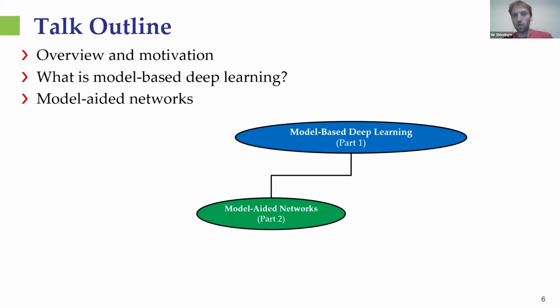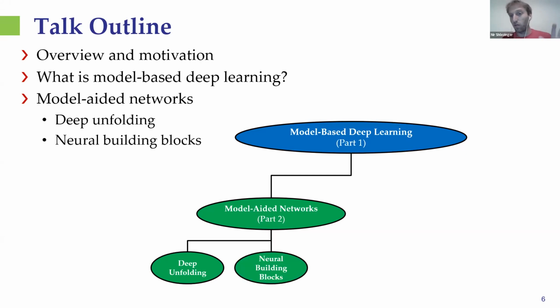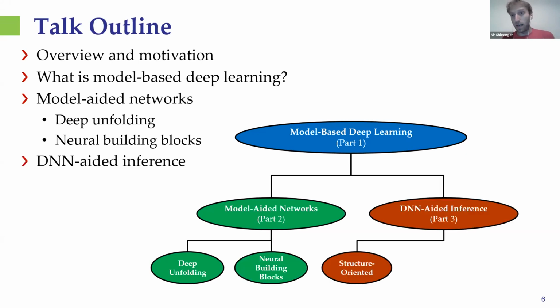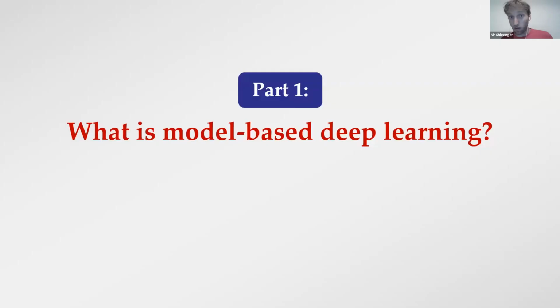I will start with what we call model-aided networks, where we'll present the more established methodology of deep unfolding and that of neural building blocks. Then I will discuss the family of methods which we refer to as DNN-aided inference, which can be categorized into structure-oriented and more structure-agnostic, and neural augmentation. I will try to categorize and put order into ways to combine partial domain knowledge and data in designing inference rules in a manner geared towards leveraging both. So this is the main focus of this talk.